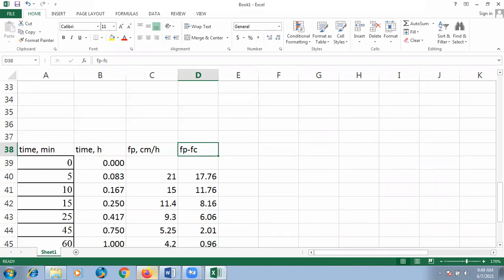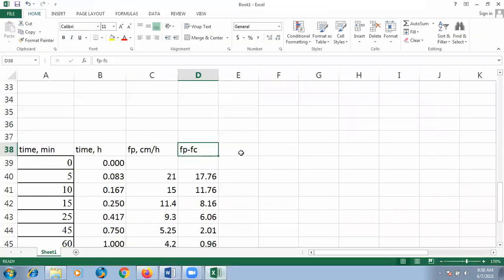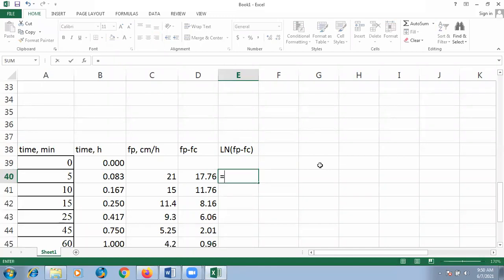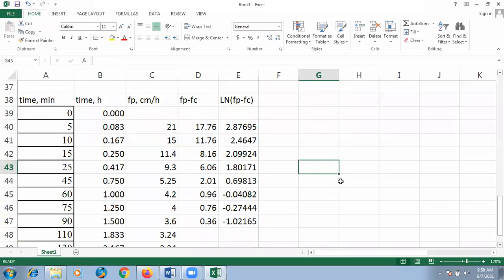Now, we have to plot a graph of ln, natural log. Ln stands for natural log. So I would calculate ln of fp minus fc. I will calculate that here. In Excel, it comes automatically. In a calculator also, you have this feature. You can make use of this, calculate. And similarly, for other values also, I would calculate. So the values are calculated.